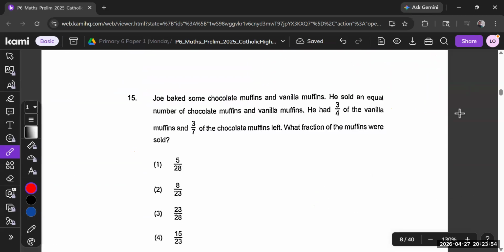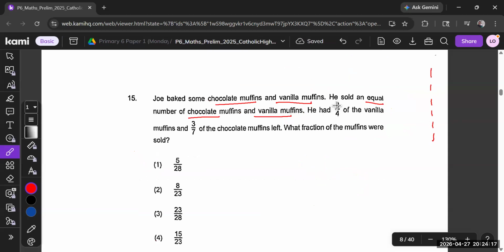Okay, question 15. Wow, what's that? Fractions. Fractions means what? Model. Draw your model. You don't know how to do, you have to draw the model. Now, Joe baked some chocolate muffins and vanilla. He sold an equal number of chocolate and vanilla. When you see something equal to something, your model has a dotted line. So if you draw your model and you don't have a dotted line, you will get stuck.